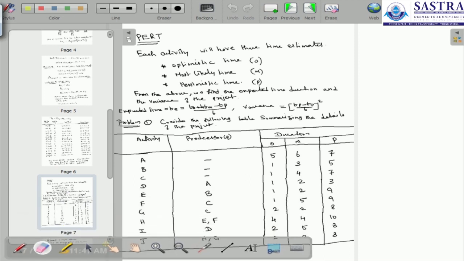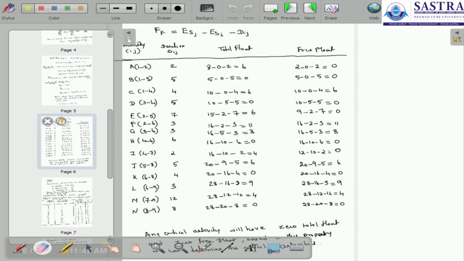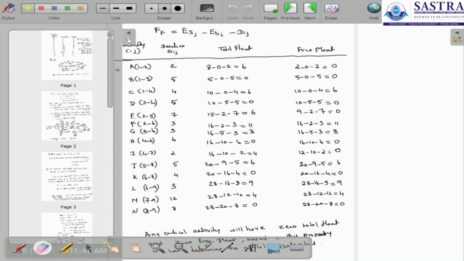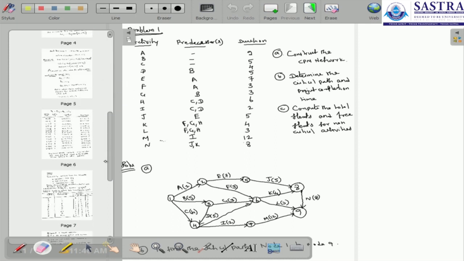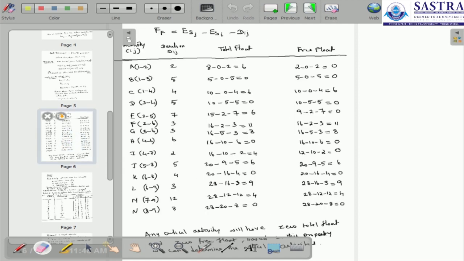So here we have found the third question, that is, compute the total floats and free floats for non-critical activities. This is what we have done in this particular table. So this is the first problem.